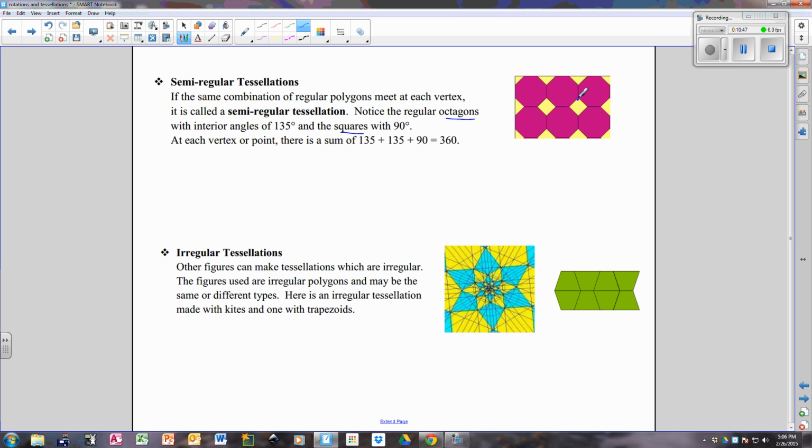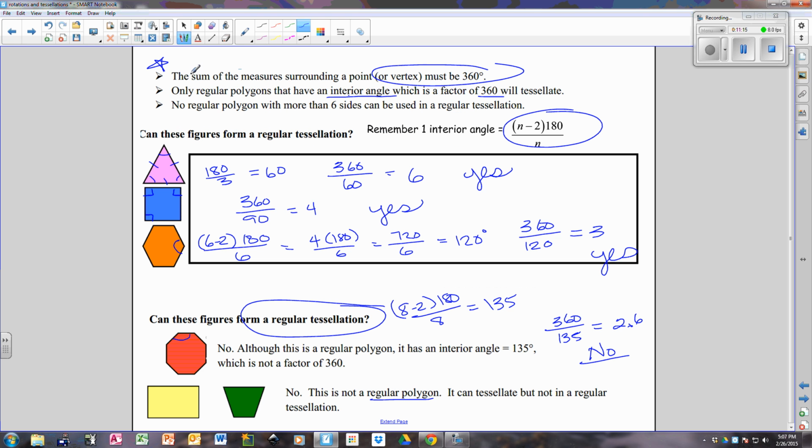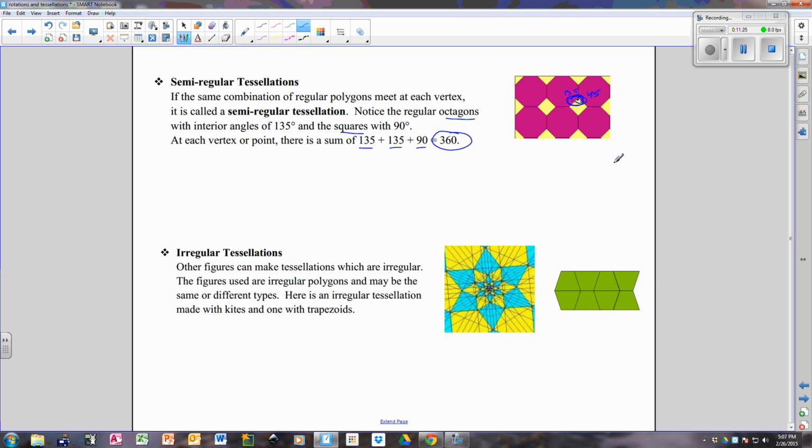So in an octagon, remember we just found out that this angle right here is 135. So that means this angle right here is also 135. Since this is a square, this angle is 90. So what they said is you have to see where they all meet, so all their vertices meet right here, and it makes a circle, because 135 plus 135 plus 90 equals 360 degrees, just like in a circle. So that's all that this one bullet right here was saying, the sum of the measures surrounding a point. In other words, they all meet right here. So those three angles would have to add up to 360.